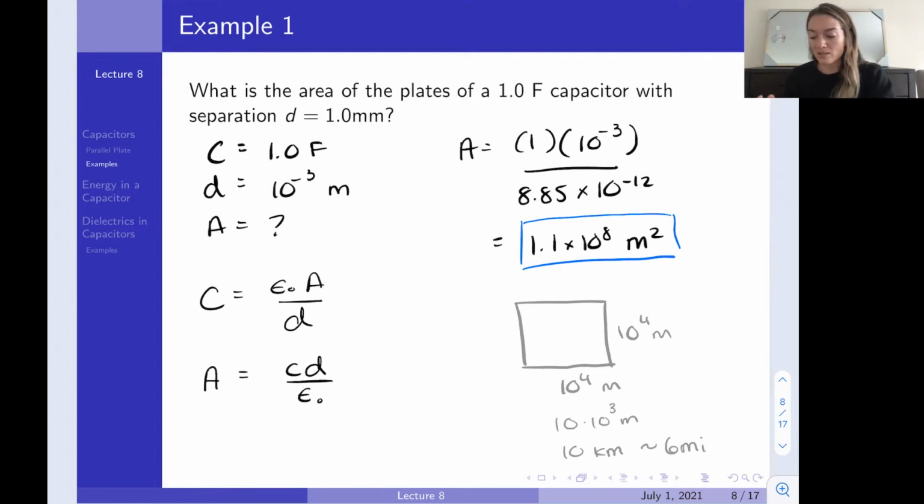And since our capacitors are normally very tiny, like you have capacitors in your phone, those are obviously not 6 miles long, the capacitances of those capacitors is going to be super tiny, which is why we're using those picofarads and 10 to the negative 12 and stuff like that.